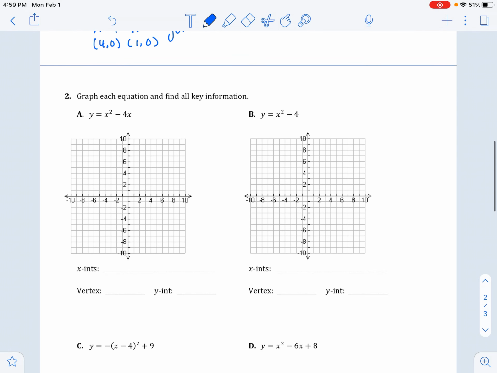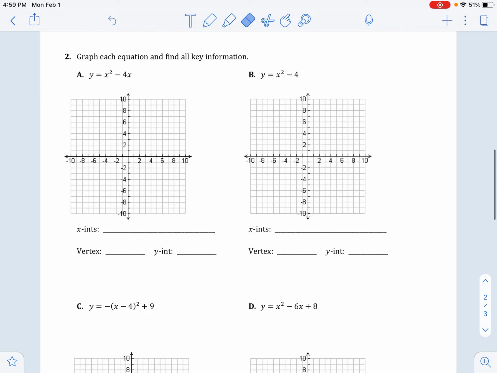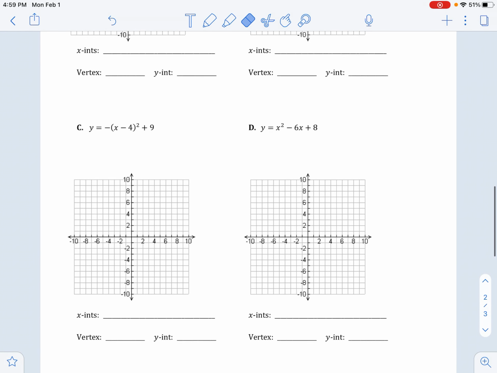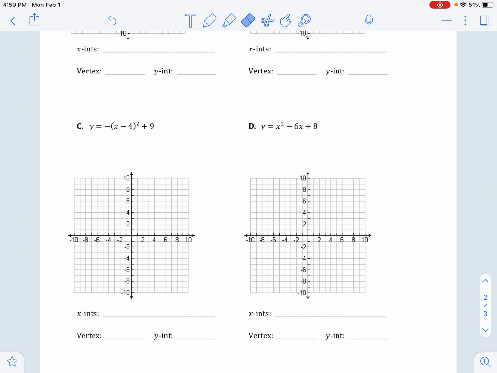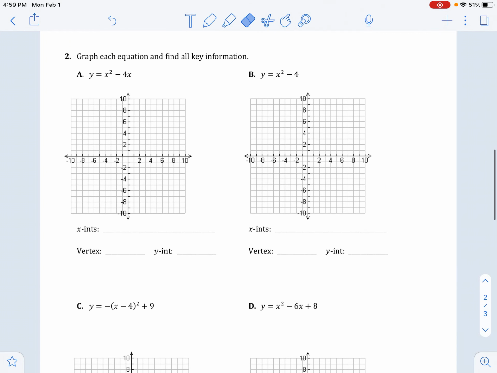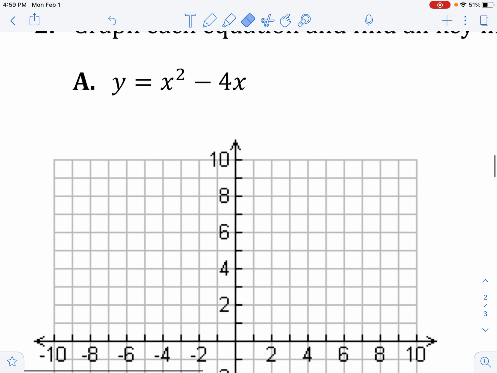So first off, you have to know what form it is in. If we go through these, A is in standard form. This is just plus 0 for your C value. B is in standard form. It's just that there's no B value. C is in vertex form. D is in standard form. That's helpful to know because then you know what to do, right?